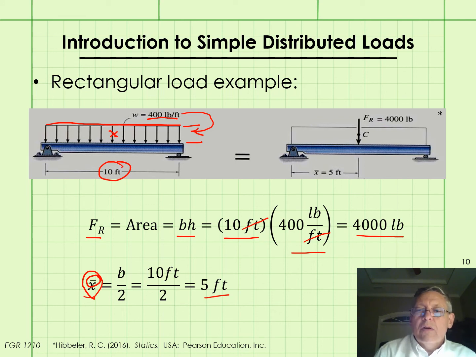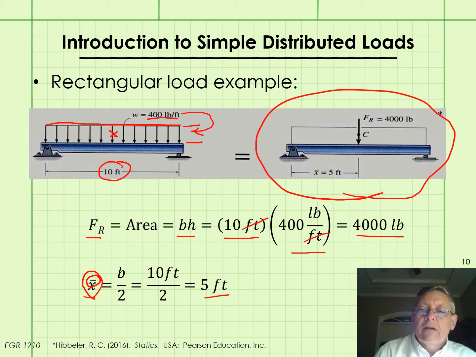So we draw the equivalent system for the distributed loading situation as a force of 4,000 pounds acting through the centroid, which we said was at 5 feet from the left of the beam.